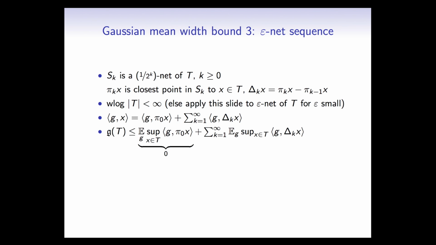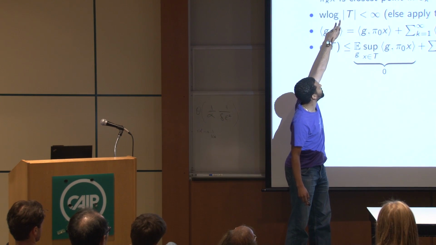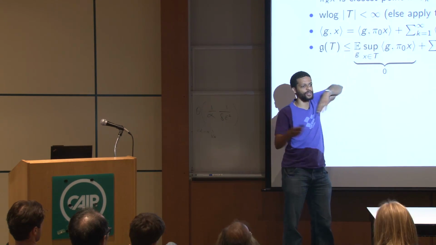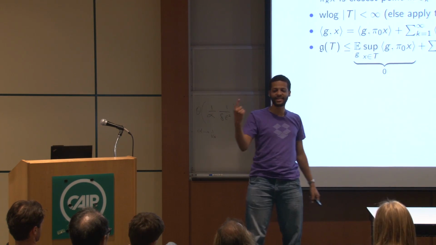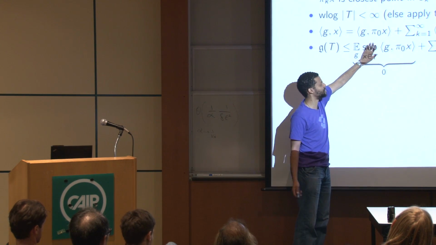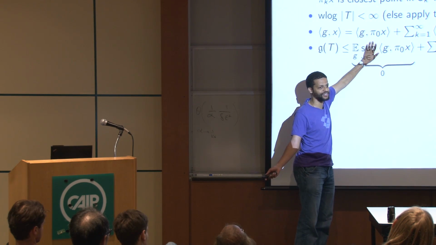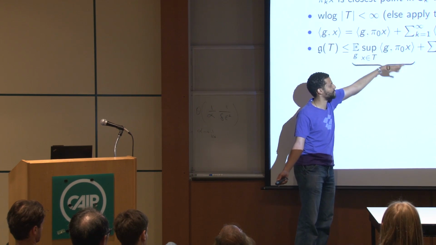So now I can do the Gaussian mean width, which is the expectation of the sup, is at most an expectation here plus a sum of all these expectations, by linearity of expectation. And this is 0 because, remember, pi 0 of x is just someone who's close to me in a 1 net. 1 over 2 to the 0 net is a 1 net. And these are all unit vectors. So my 1 net just has size 1. So there is no sup. There's only one single pi 0 of x. And this is just a Gaussian. The expectation of a Gaussian is 0. So this term disappears, and I'm left with that.